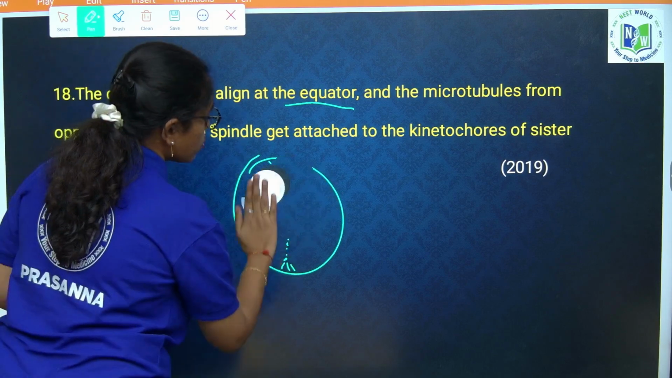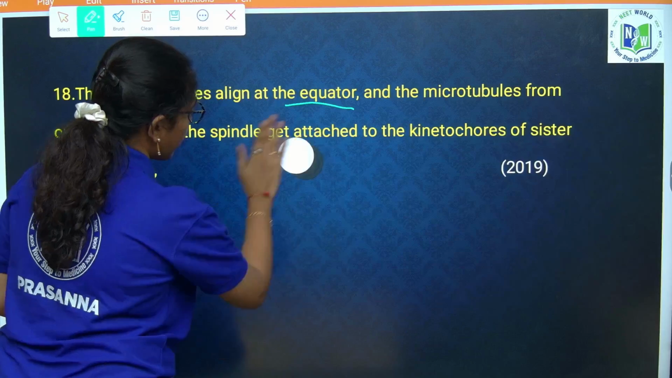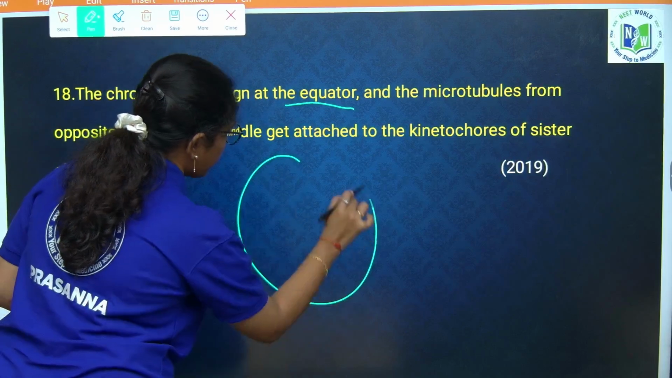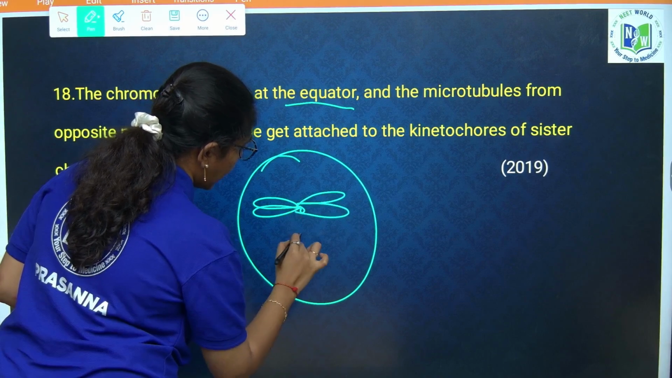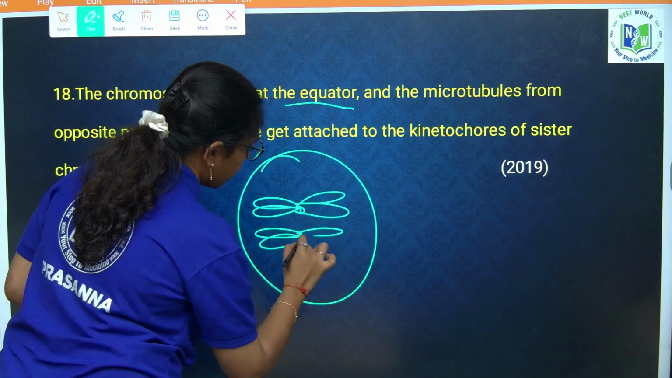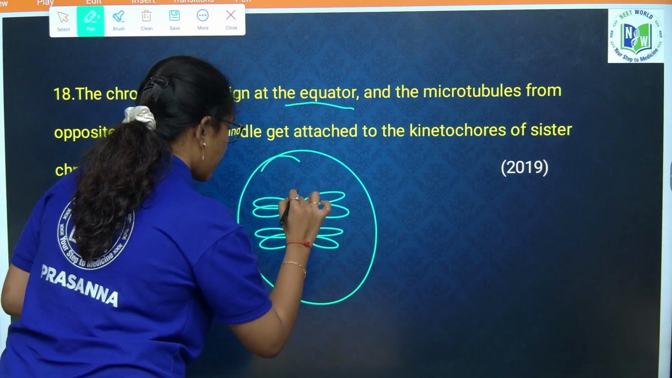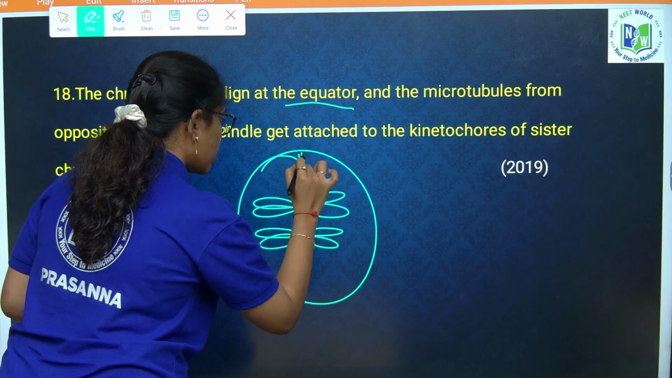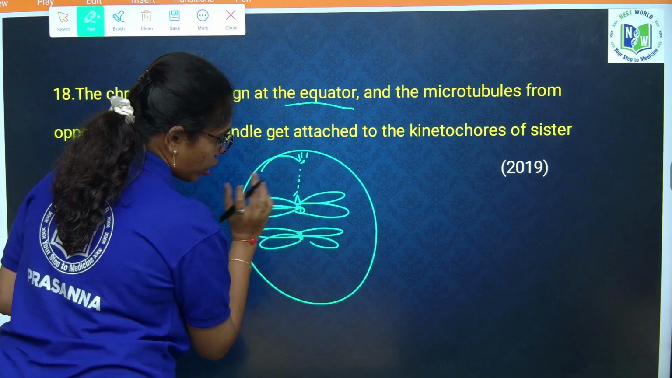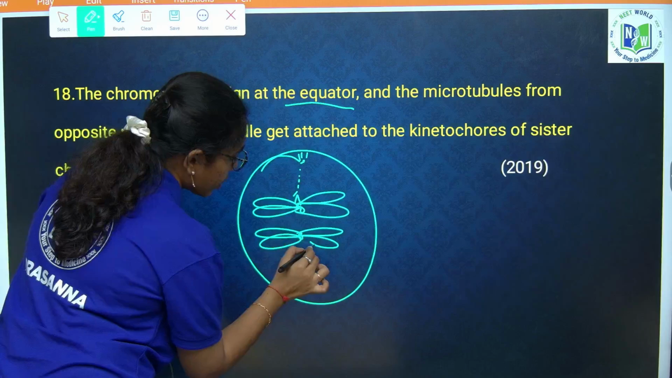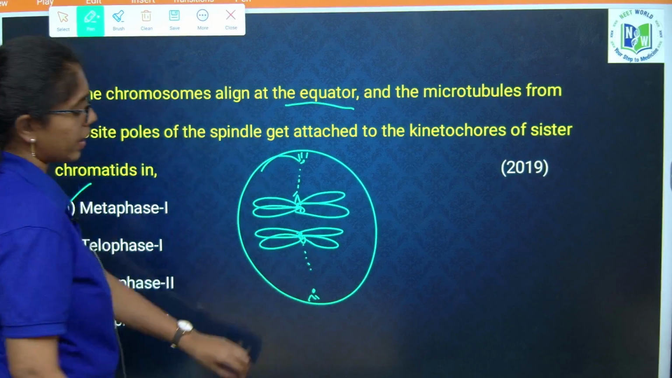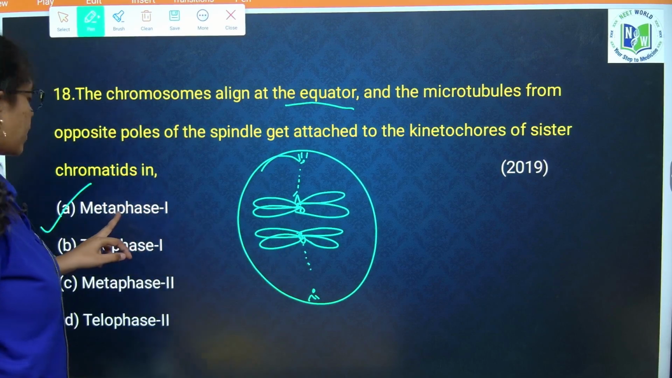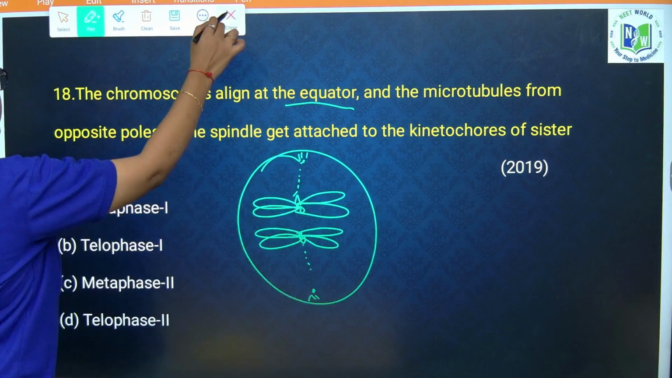In metaphase 1, a bimetaphasic plate is seen, wherein two chromosomes align in two equatorial plates. This sister chromatid is aligned towards this spindle fiber, the kinetochore attached to this spindle fiber. Here it is attached to the lower spindle fiber. Clear? So here the answer is A, metaphase 1.